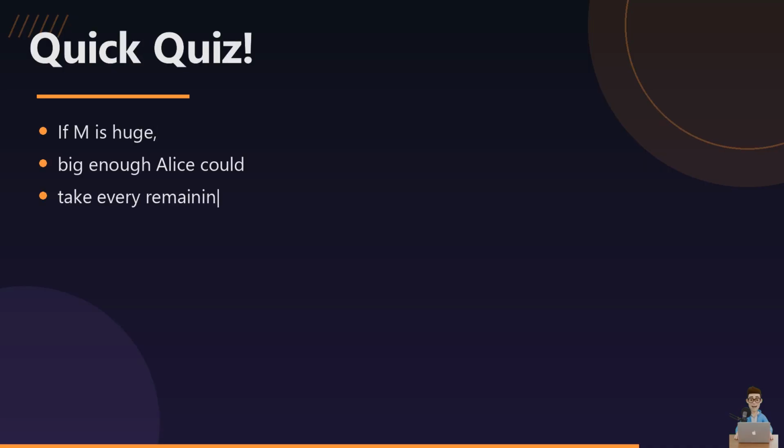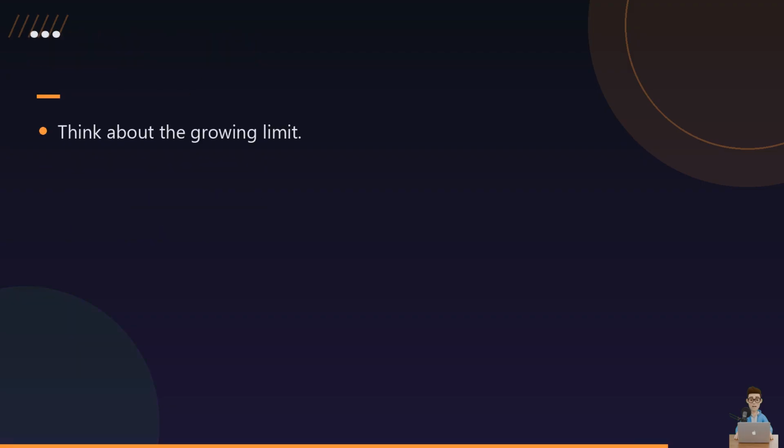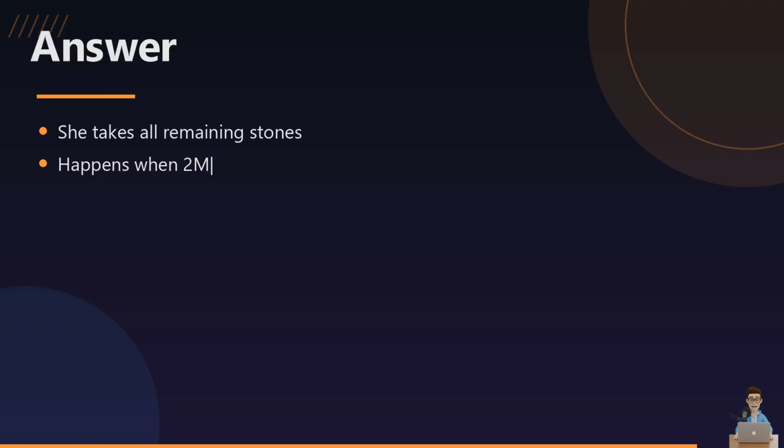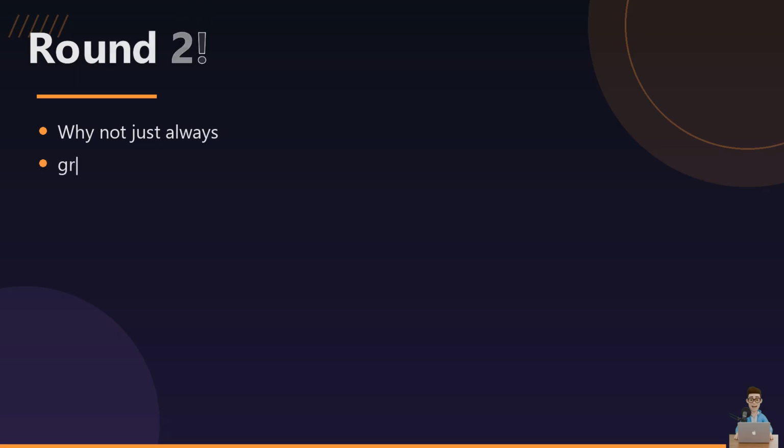Here's one for you. If M ever gets big enough that Alice could grab every remaining pile in one turn, what does she actually do? Pause it and think. Take a second. Think about what that growing limit really lets her do. She just takes everything that's left. Once 2M covers the rest of the row, there's no strategy left to compute. She banks it all.